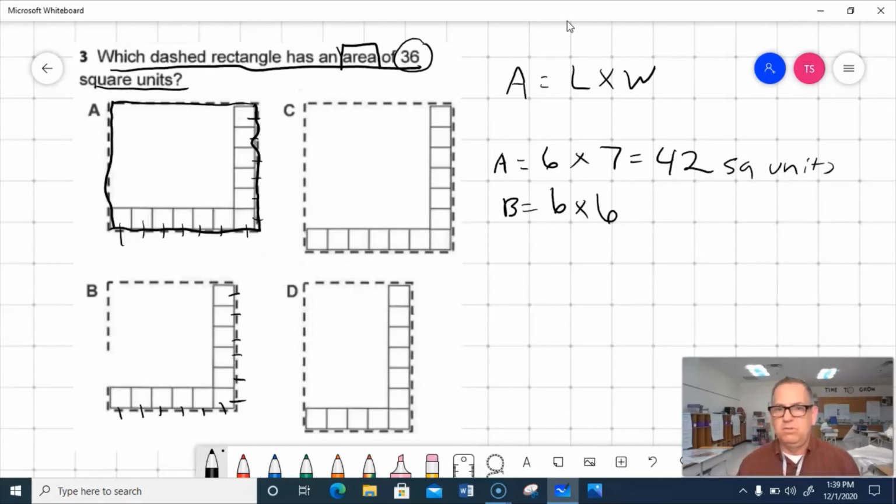Okay, what is 6 times 6? Yes, we can do our sixes trick on that. If I know what 5 times 6 is, 5 times 6 is 30. All I need to do is add one more group of 6 to it, and that makes 36. And that's 36 square units.